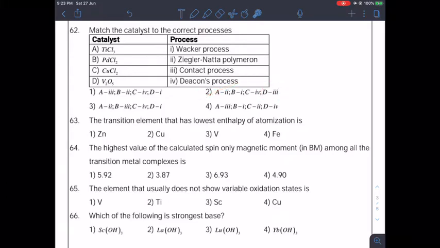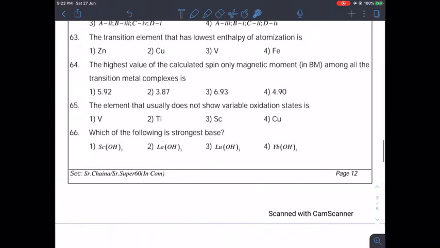Now moving to the next question, 63. It is asking about the transition element that has the lowest enthalpy of atomization. Once again, as I explained earlier, when you move from chromium, then from Mn onwards we have a dip in melting point.